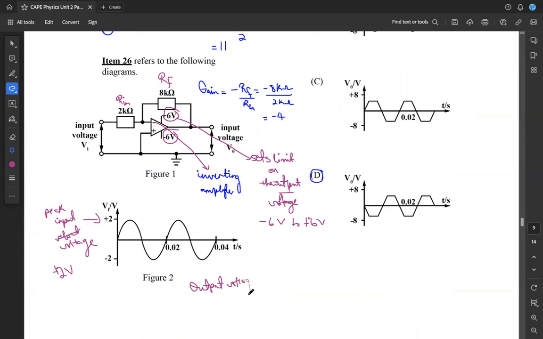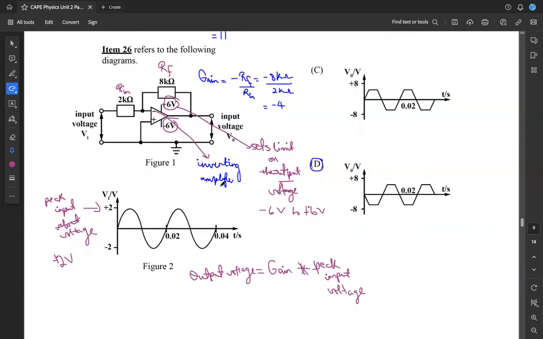Output voltage is going to be equal to the gain of that amplifier, which is our inverting amplifier, times our peak input voltage. And this peak input voltage we got from this sinusoidal curve. So output voltage is equal to your gain times your peak input voltage.